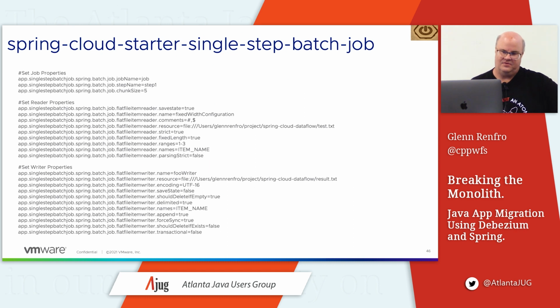Spring Cloud Task offers a feature called Spring Cloud Starter Single Step Batch Job. It's available in the docs. And if you utilize that and put that as a dependency in your POM file, then you can set up and use Kafka reader writers, AMQP reader writers, flat file reader writers, JDBC reader writers, and you can mix and match those as you see fit. And the only code you have to write is what? The item processor. Great time saver. So I had to pull my professor moment right there.